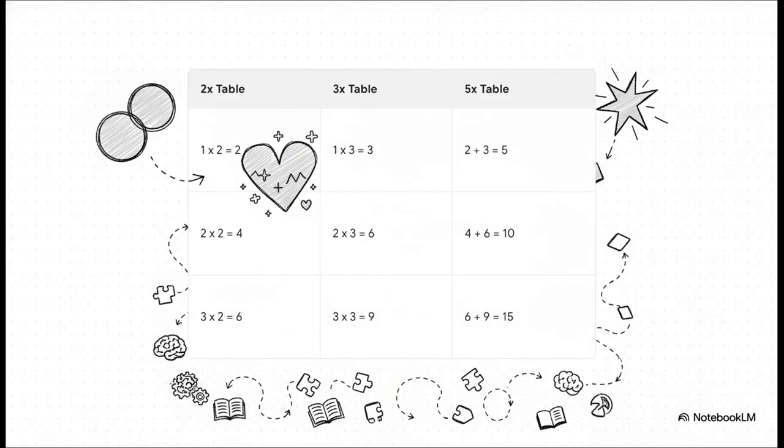All right, get ready for a real mind-blown moment. Check out what happens when you line up the 2, 3, and 5 times tables side by side. Look at the magic hiding in plain sight. Adding the products of the 2 times table and the 3 times table perfectly gives you the 5 times table. 2 plus 3 is 5. 4 plus 6 is 10. 6 plus 9 is 15. It's brilliant. It shows us that math isn't just a bunch of disconnected rules to memorize. It's a deeply interconnected language.